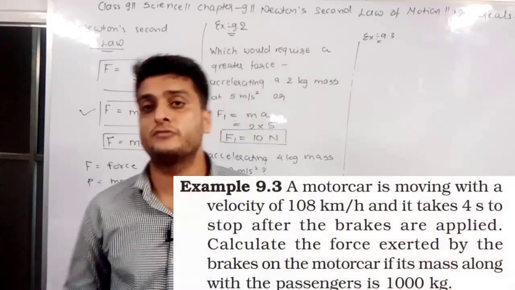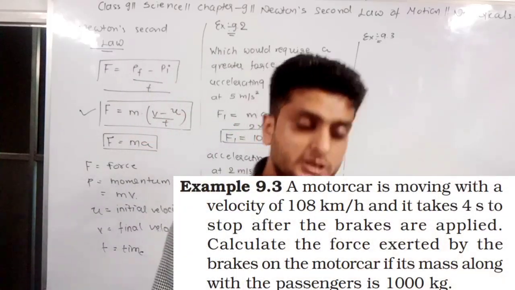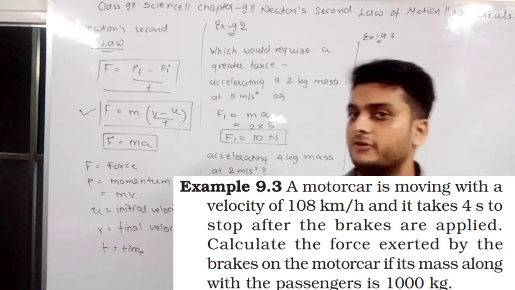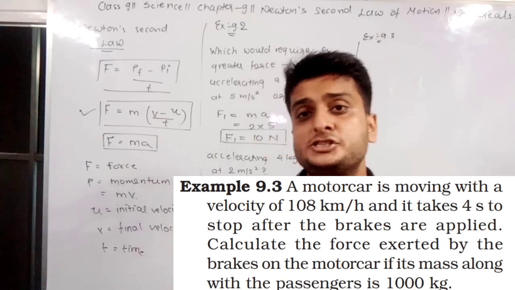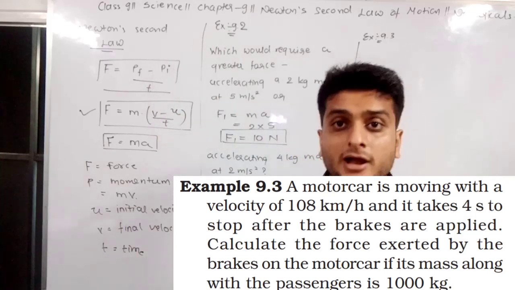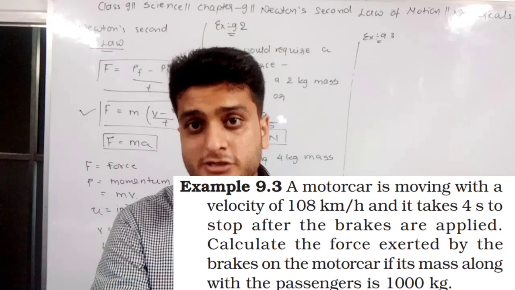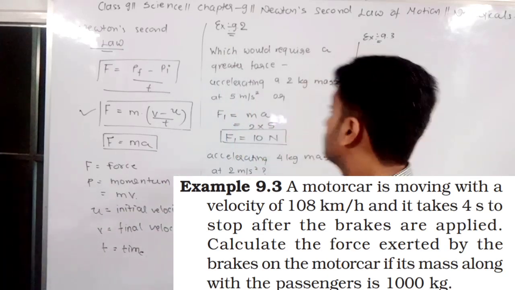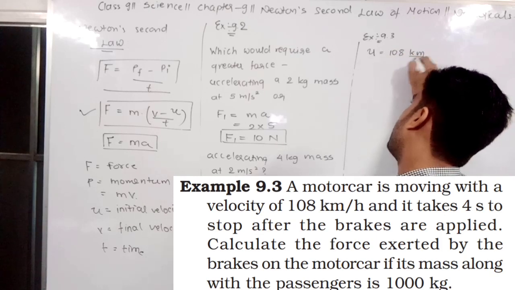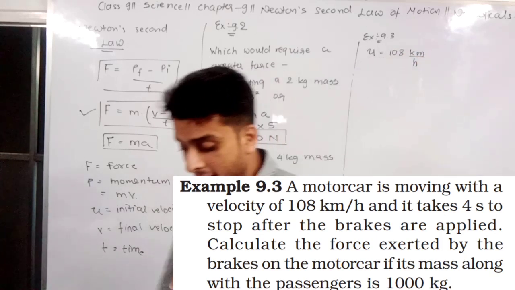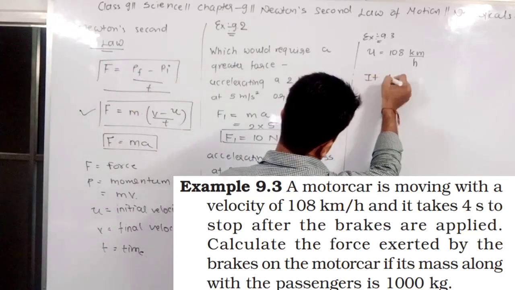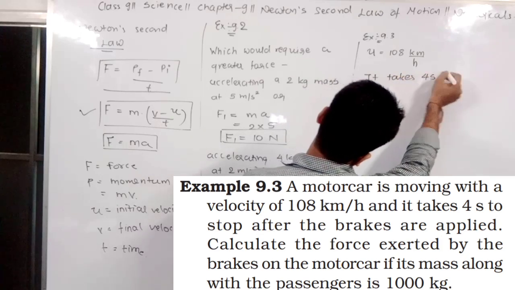I will read the data very carefully. This is an important question. A motor car is moving with a velocity of 108 km per hour. So the motor car is initially moving with a speed of 108 km per hour. That means it is the initial velocity that we symbolize by U. So the motor car has the initial velocity U, 108 km per hour, right? And it takes 4 seconds to stop.